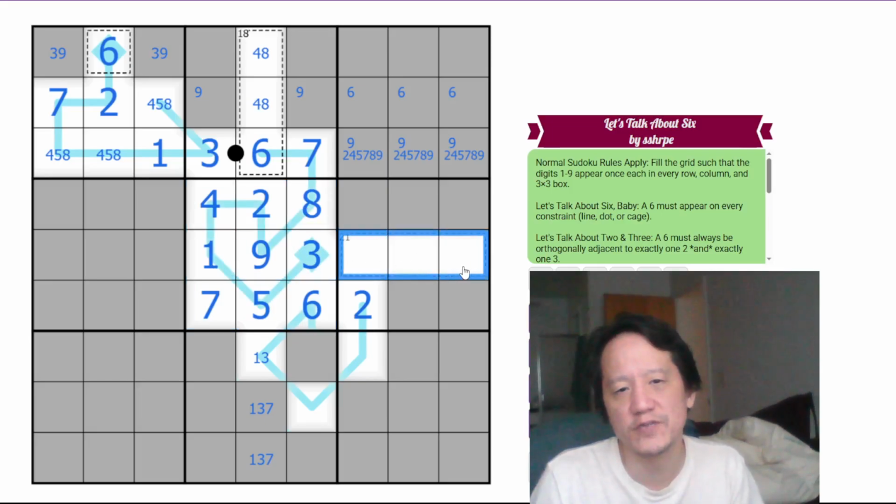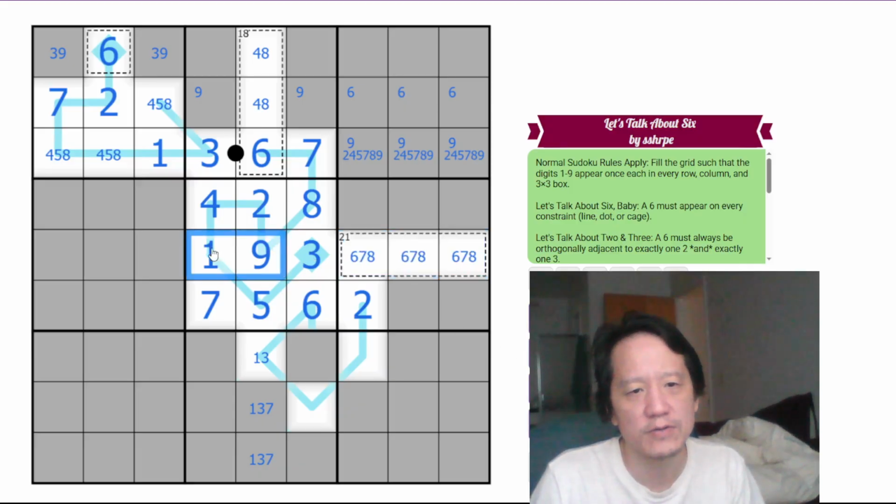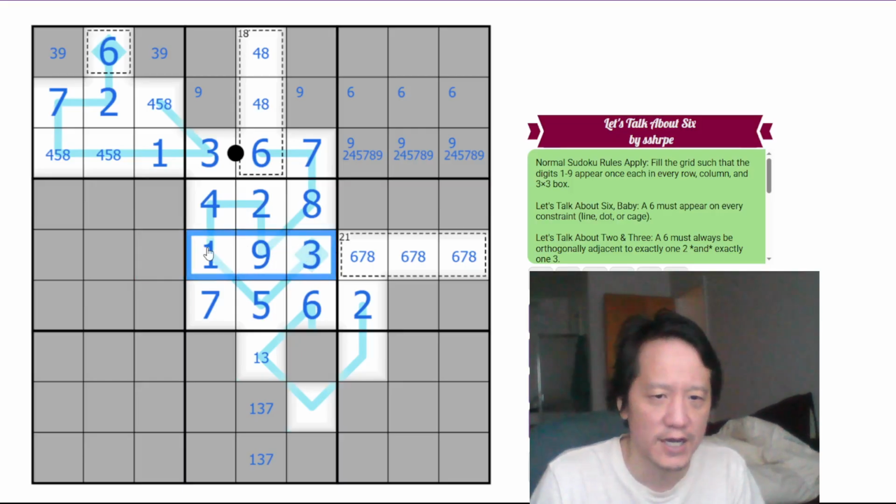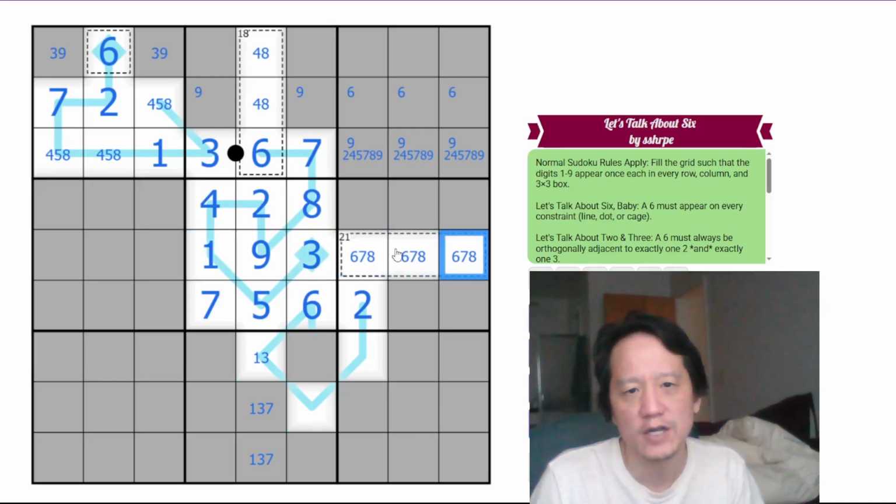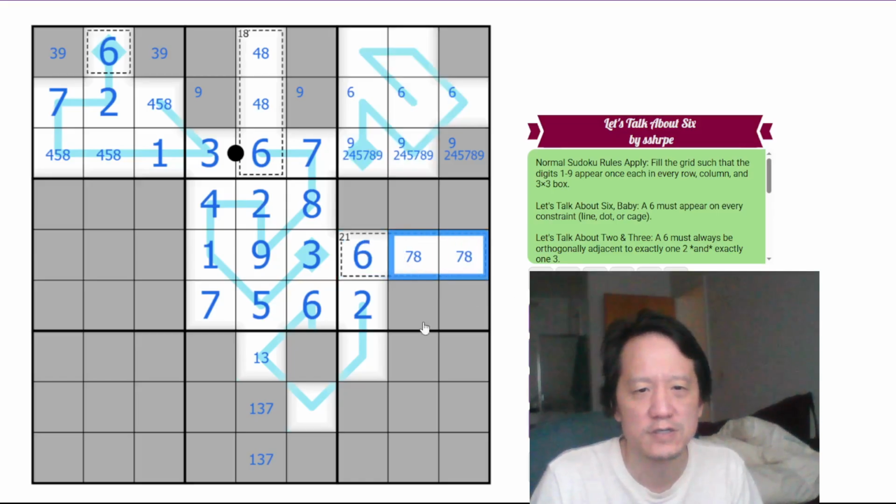This has to be 6, 7, 8 to add up to 21 without the 9 possibly being there. And if this is 6, it would not be next to a 2. Therefore, this must be a 6 here, which means this can't be 6 because of the 2 in the box. That's the reasoning why we have that.